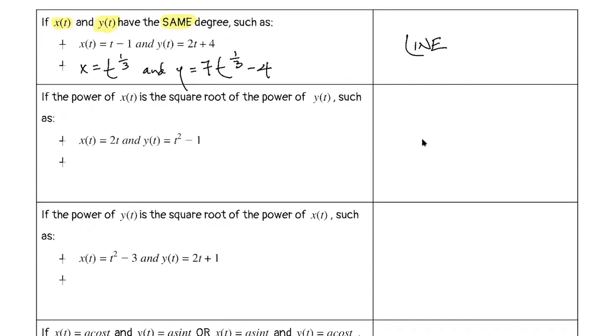All right. Now, these next two cases are very similar to each other. It's just a sort of reversed order, okay? So if the power of x is the square root of the power of y, such as x equals 2t and y equals t squared minus 1, you're going to end up with a parabola. Okay, but more specifically, you're going to end up with one that is up or down.